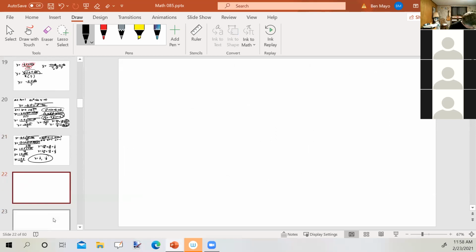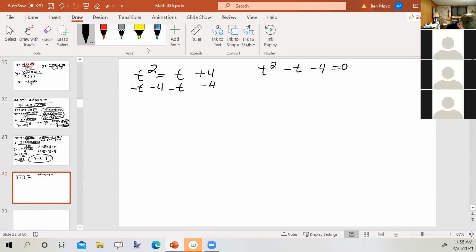Let's see here. Let's take this one. T squared equals t plus 4. So I'm going to get this in standard form. I'm going to put everything on the left side of the equation. So I'm going to subtract t and I'm going to subtract 4. So I'm going to get t squared minus t minus 4 equals 0. Just like with factoring, it's best to have that leading term positive.